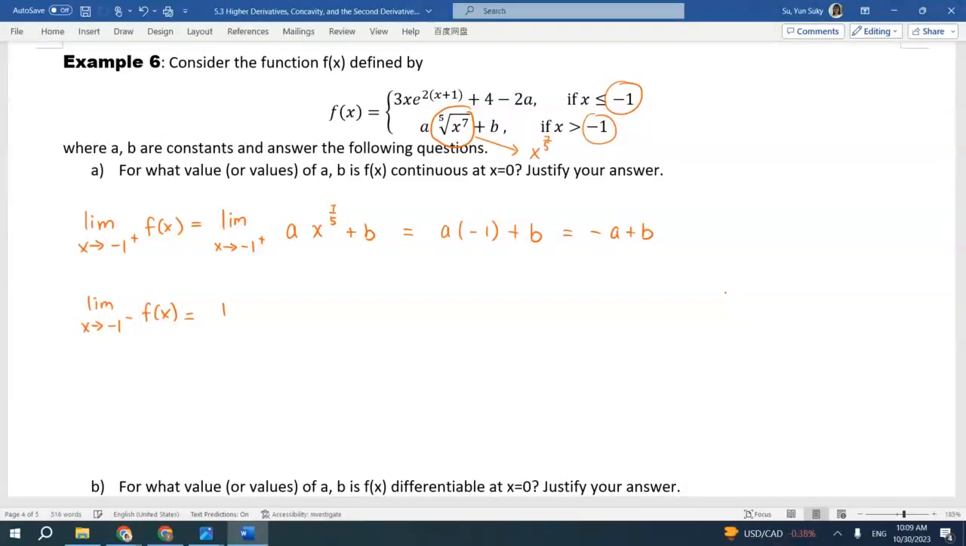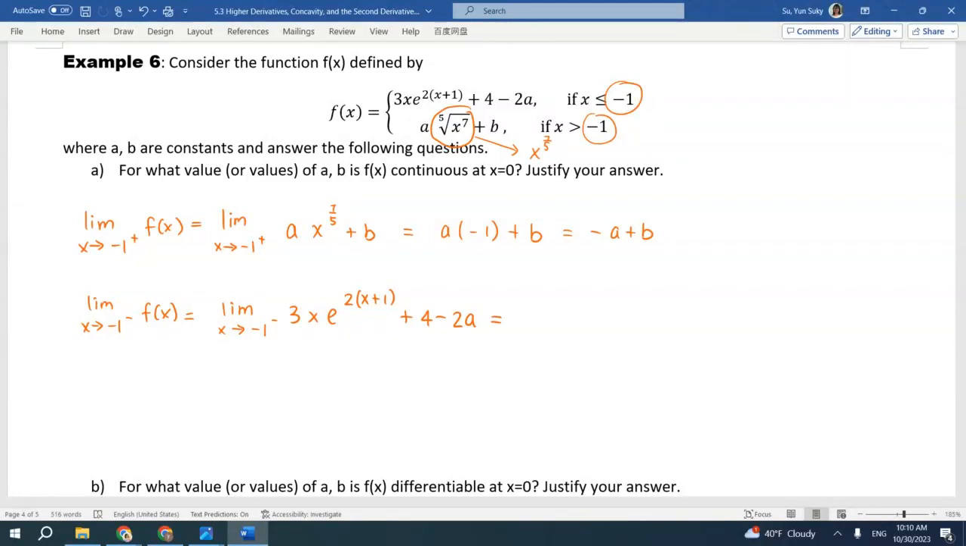All right, on the other hand, we have the limit as x goes to -1 from the left. Which formula do we use? The top one or the bottom one? The top one, right? Yes, the top one. So we write down the top one. We have 3x e to the 2 times x plus 1, plus 4 minus 2a. So far, so good, everybody?